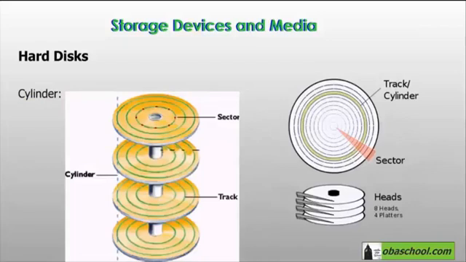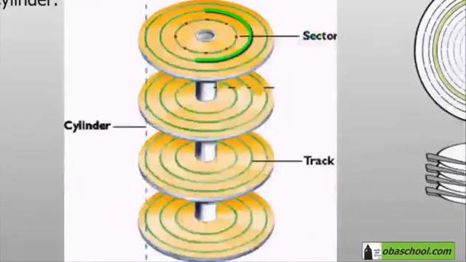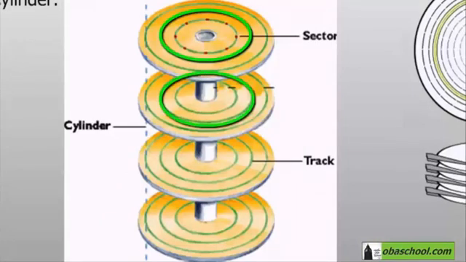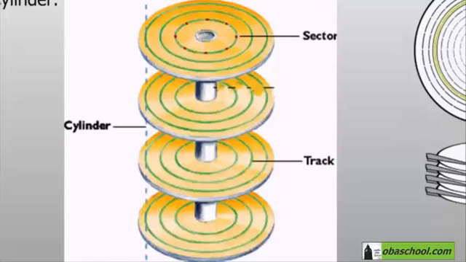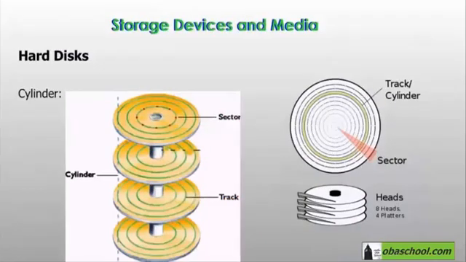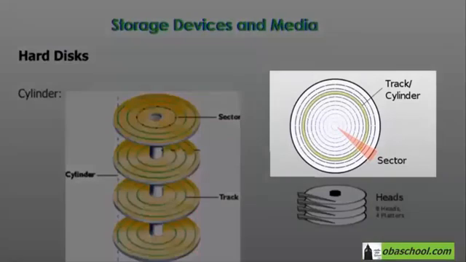The cylinder is a collection of tracks that are together. And we said in each platter there are multiple tracks. So for example, if I choose the second track on the first platter and the second track on the second platter and the second track on the third platter, this makes a cylinder. So the cylinder is a collection of tracks on different platters in the same location. And now let's look at the sector, which is a part in the track. And the data is saved on the sector.